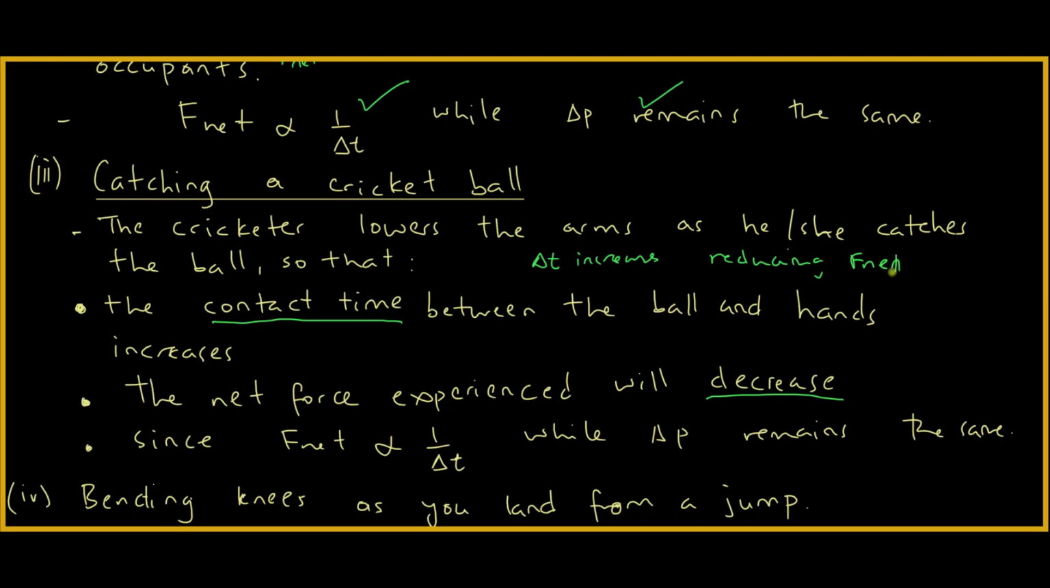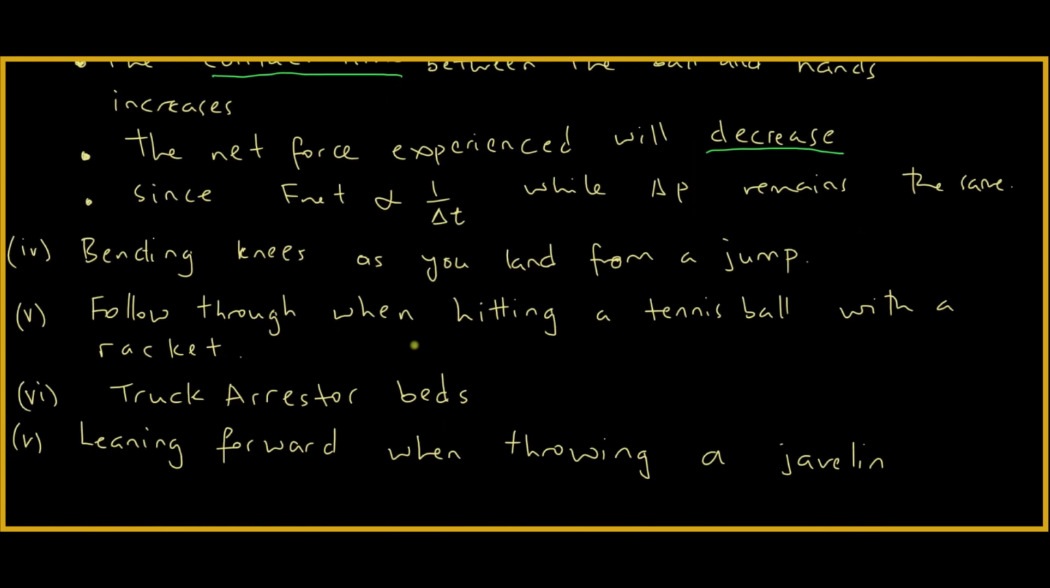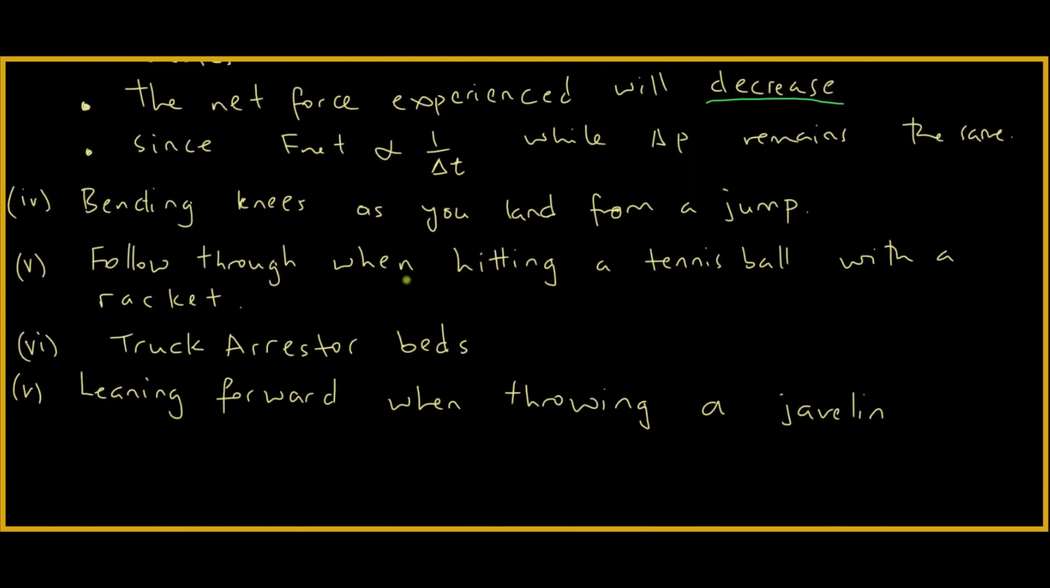Okay, since these two are inversely proportional, the net force is the one that they want to reduce because it is the one that can cause injuries. If they don't stretch out their arms and follow through as the ball falls into their hands, then they might get hurt in the process. Okay, so there are so many examples that you can look at. I encourage you just to go and research.